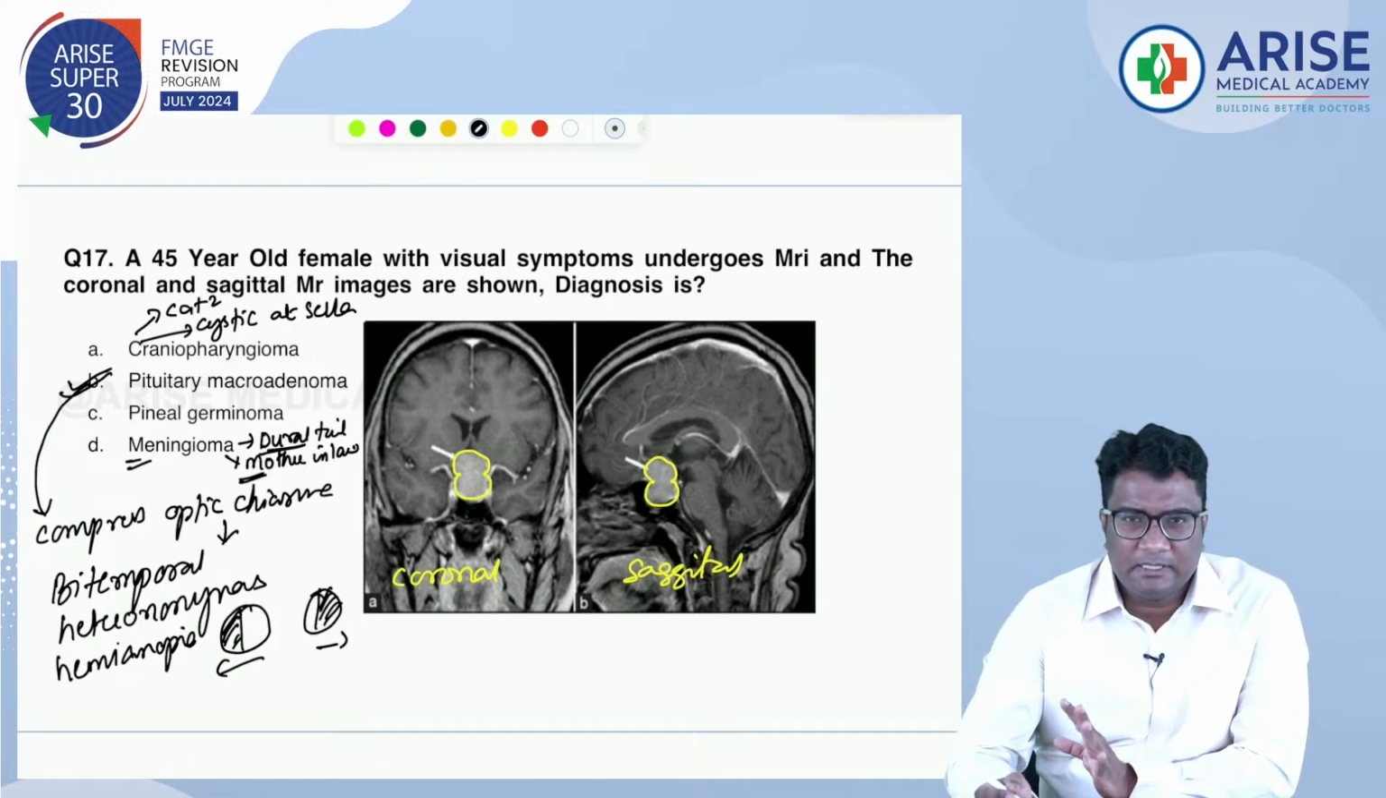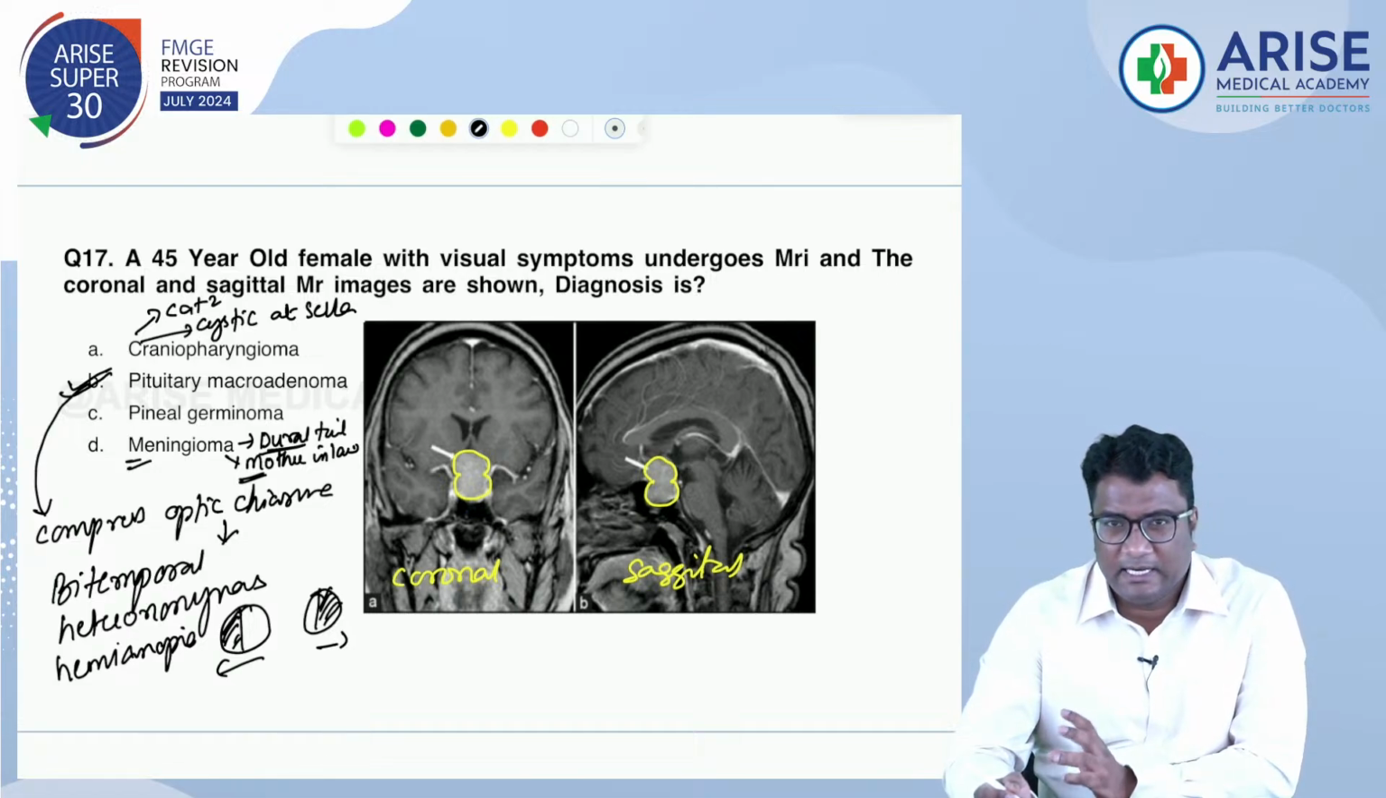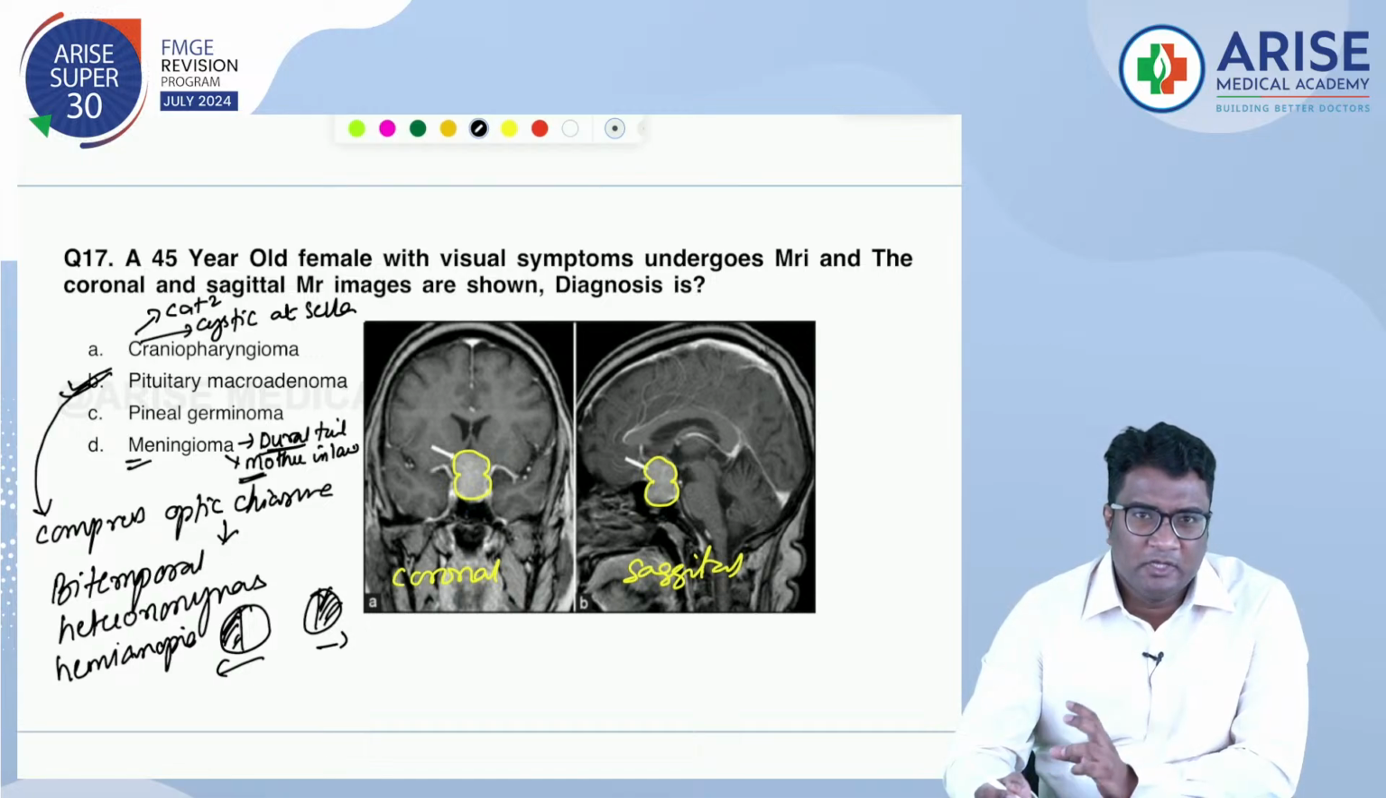Okay, so the important ones to remember: craniopharyngioma will be a solid cystic lesion at the sella. Craniopharyngioma will be a calcifying lesion there, right? A suprasellar calcification is craniopharyngioma. A solid cystic mass at the sella with suprasellar calcification is craniopharyngioma.